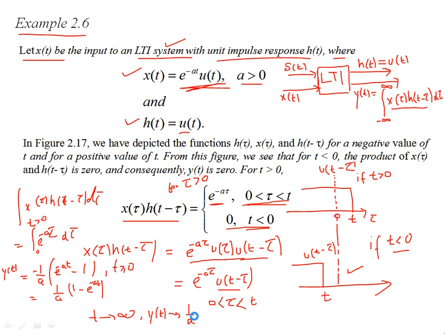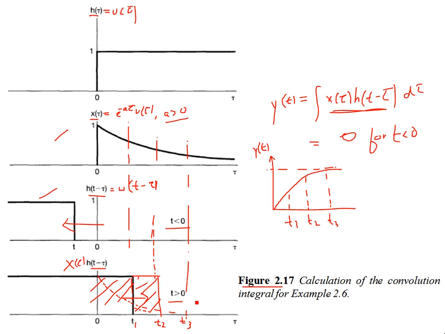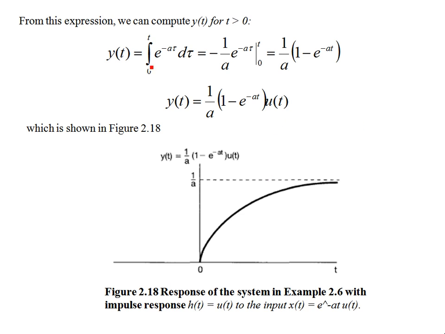That's the limit, because x of t is a decaying function. So the area that is to be integrated is accumulating, but it is accumulating to a certain limit, and this limit is 1 over a. If you do the integration from 0, considering positive values of t, you are left with the same function. y of t is given as 1 over a times 1 minus e to the minus at, times u of t. So y of t exists for t greater than 0, or you can write this as u of t.